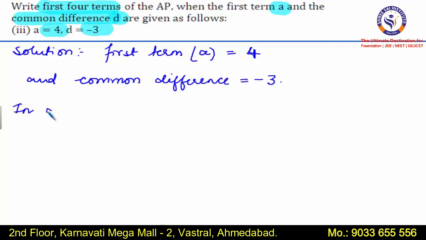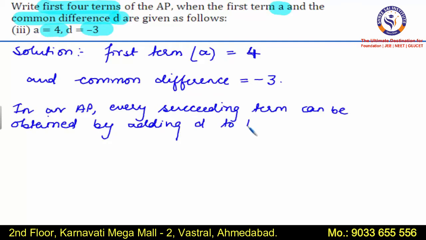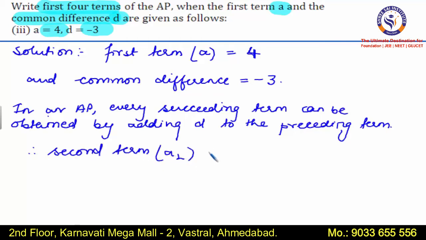Now we know that in an AP, every succeeding term can be obtained by adding the common difference D to the preceding term. Therefore, the second term, let us denote it by A2, can be obtained by adding the common difference -3 to the first term, that is 4 plus -3, and this is equal to 1.